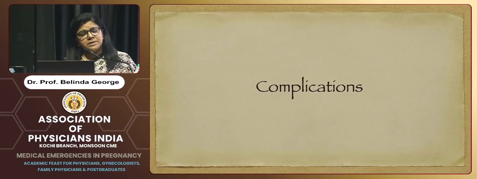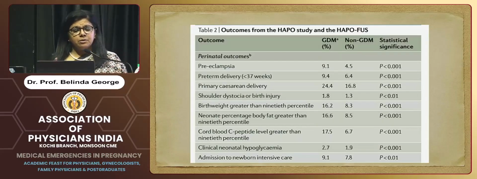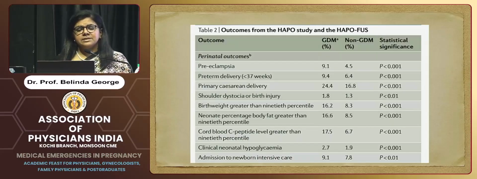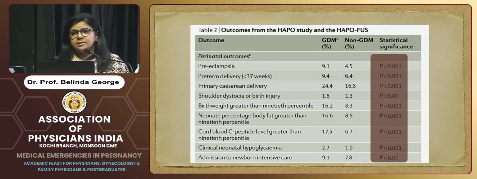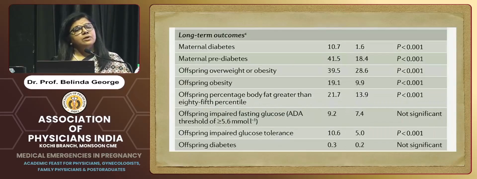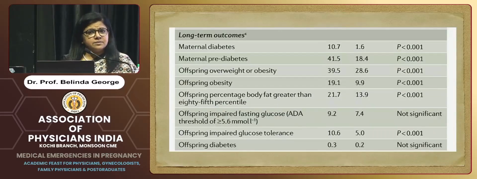Coming to the complications of diabetes in pregnancy, if you look at diabetes which occurs during pregnancy, the best data we have is from the HAPO study and the HAPO follow-up study, where you can see all of these adverse outcomes definitely much worse in women who have gestational diabetes, and even long-term outcomes are worse in women who have gestational diabetes for both mother and baby.